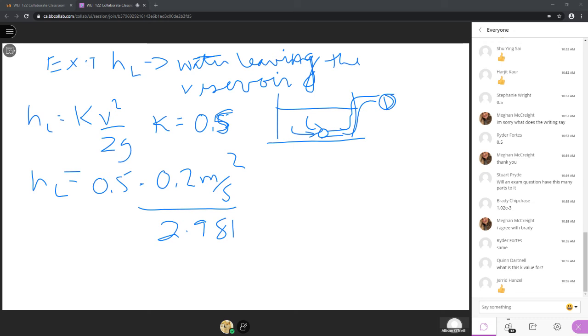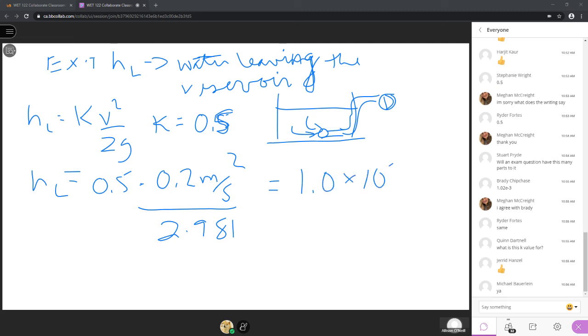All right, I'm looking at Brady and a few other people who say that they got head losses of 1.0 times 10 to the minus 3 meters. And Quinn, your question is, what is this K value for? It's for a square edged pipe outlet.